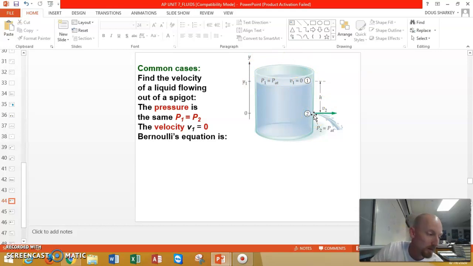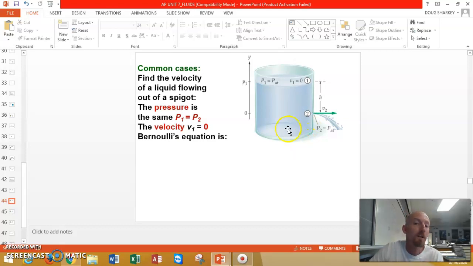Now, is that true? Technically, no, but there's not a big enough difference in height for us to really tell. And if you could actually measure that, it's not going to be a big difference. So the pressure here is going to be the same as the pressure at this little hole here. What is that pressure? It's atmospheric. So the pressures will be the same.